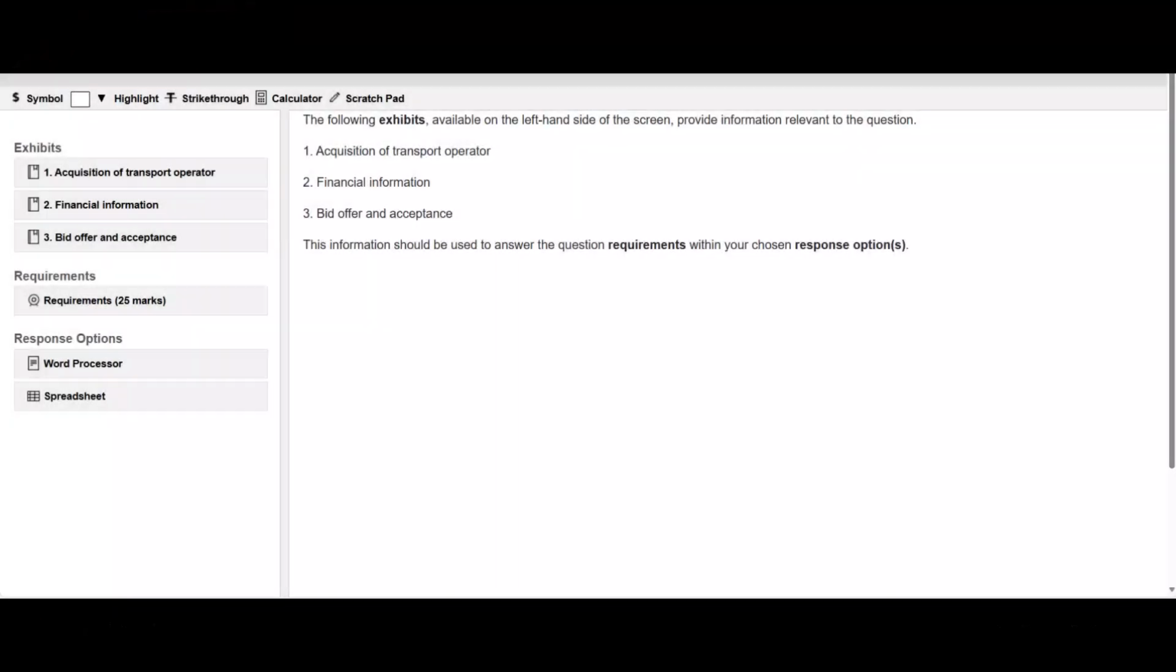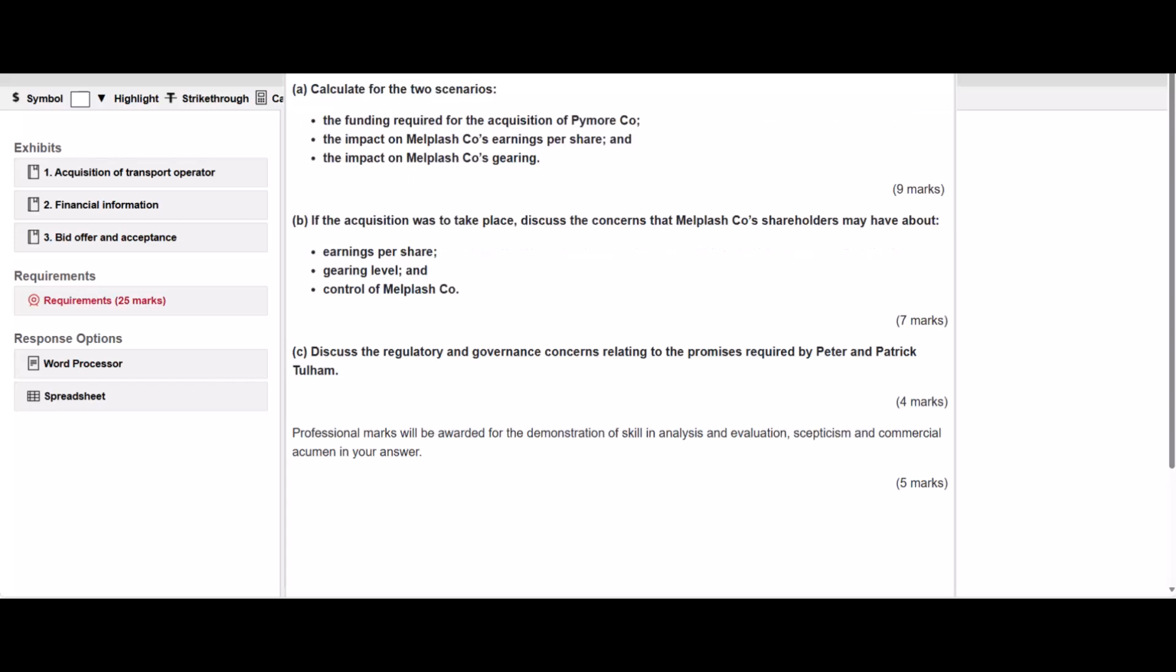So here's the question in the exam software. Very first thing we should do is open up the requirements and see what they want us to do. So have a read through those. And as you can see, we've got calculate for the 2 scenarios. The funding required, impact on earnings per share, and impact on gearing of this acquisition.